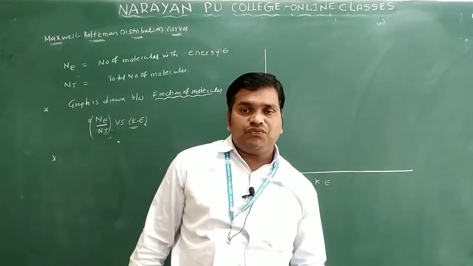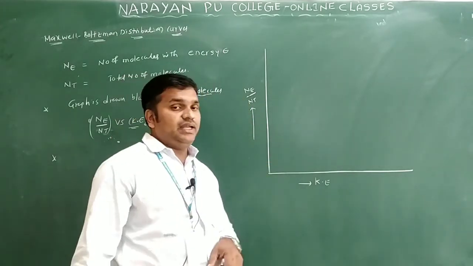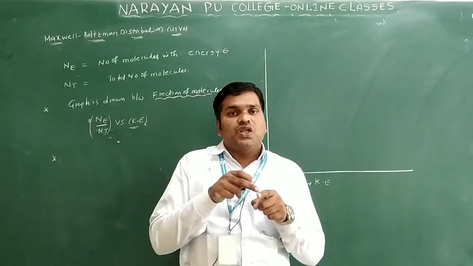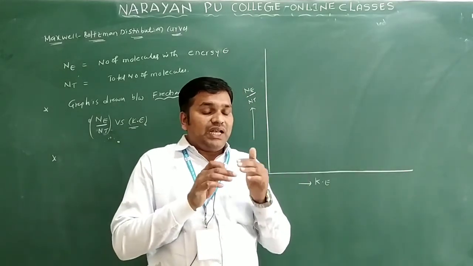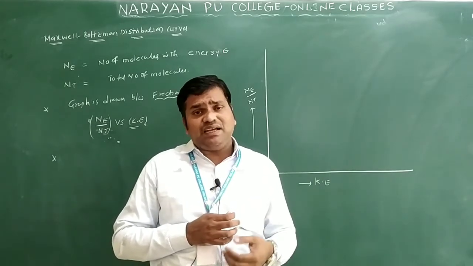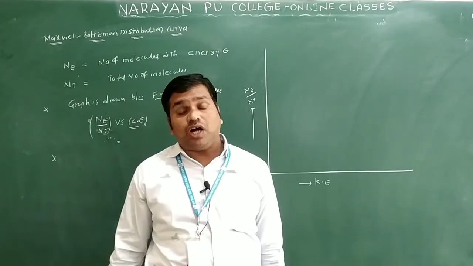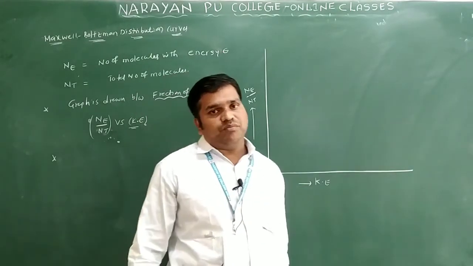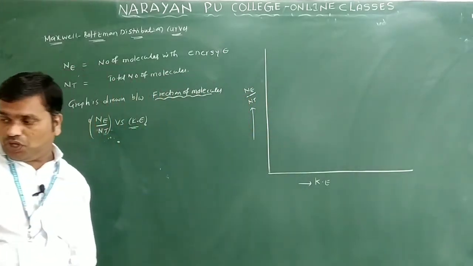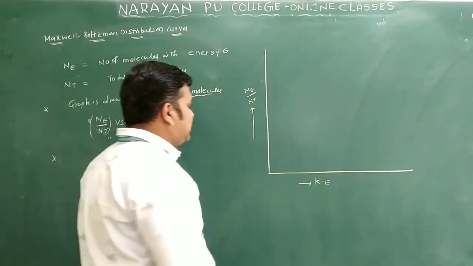How can we identify the fraction of molecules from this graph? We are taking Ne by Nt and kinetic energy, so we want to identify the area. In that graph, whenever the area increases at different temperatures, at T degrees Celsius or T plus 10 degrees Celsius, we want to observe the area from this graph. So I want to draw the graph of fraction of molecules versus kinetic energy. Let us see the graph here.